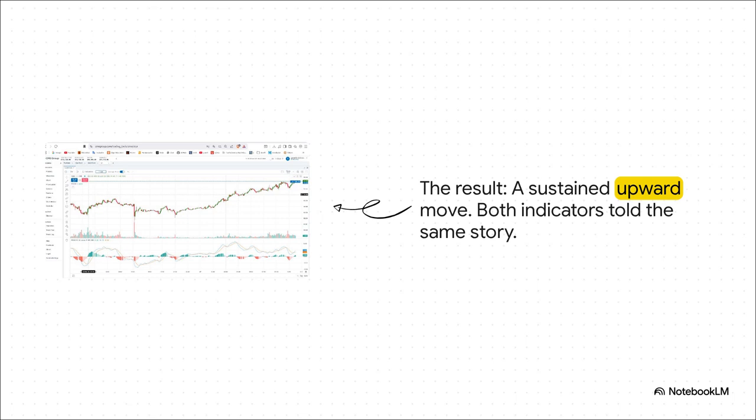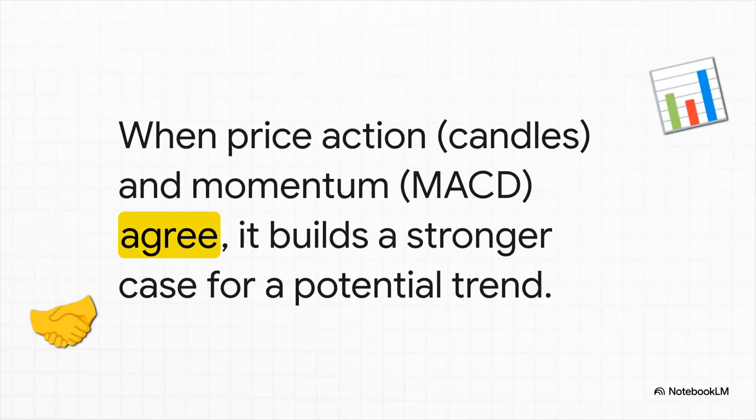The MACD told us momentum was shifting, and then the candlesticks came in and confirmed that, yep, buyers were taking control. When both of your tools are in agreement like that, it's a much, much stronger hint about where the market might be trying to go. So really, that's the core idea right there. You're just looking for agreement. You're using one tool to confirm what the other one is saying.